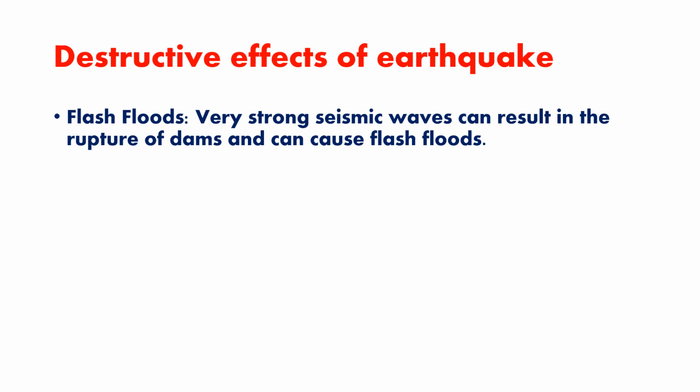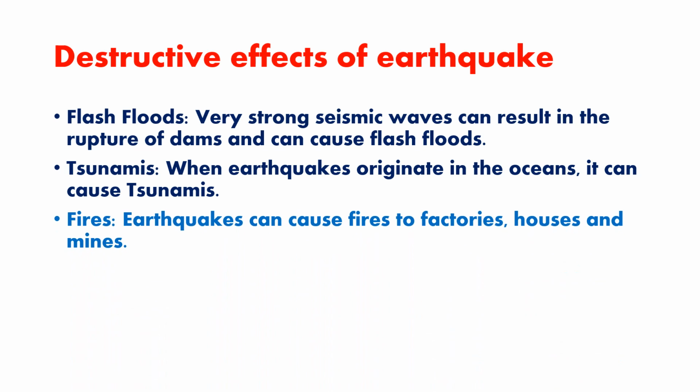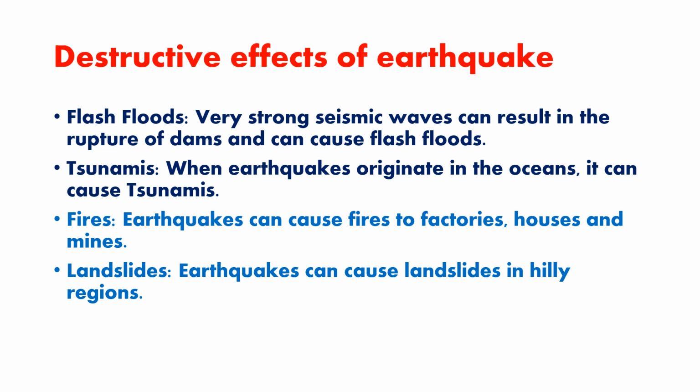Flash floods. Very strong seismic waves can result in the rupture of dams and cause flash floods. Tsunamis. When an earthquake originates in the ocean, it can cause tsunamis. Fires. Earthquakes can cause fires in factories, houses, and mines. Landslides. Earthquakes can cause landslides in hilly regions.